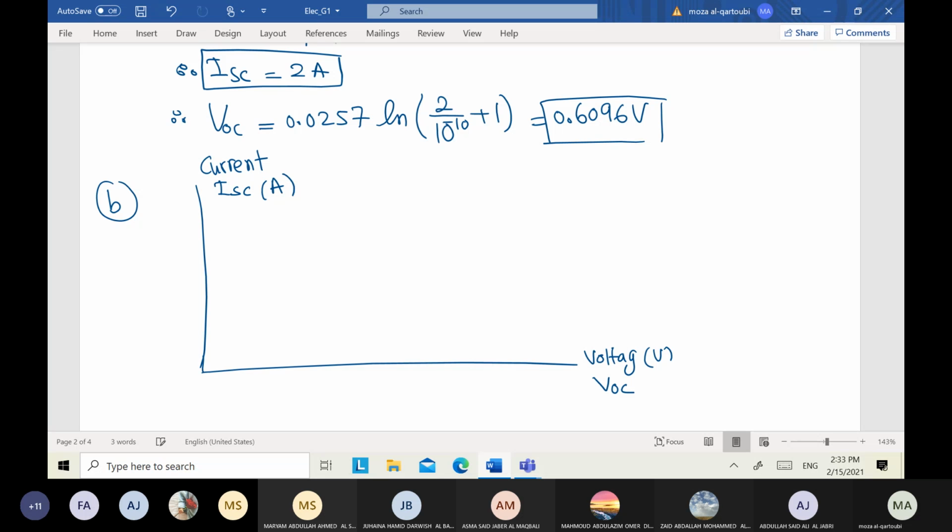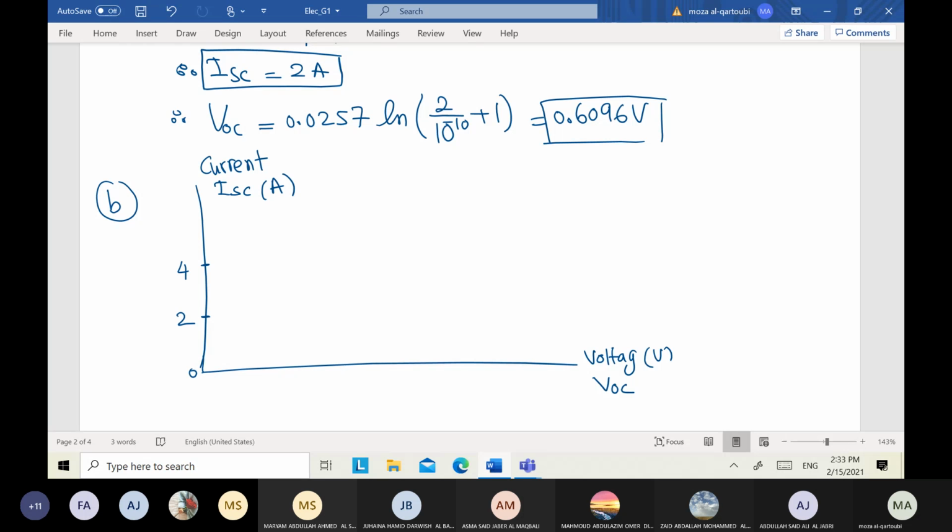Now we have two cases. We have the value of short circuit current equal to 4 ampere, given for full sunlight, and also 2 ampere at 50% of sunlight. So for current on the y-axis, starting from 0, we have 2 ampere and 4 ampere: 4 ampere for full sunlight and 2 ampere for 50% of sunlight. Also we have the open circuit voltage. We find this value is about 0.6 in both cases, but with different values.